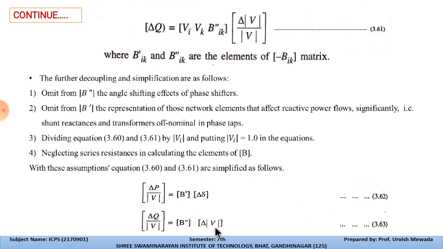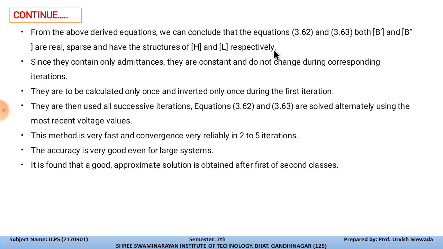So mod V is cancelled out over here also. So this is the equation that is based on the assumptions that we made for the FDLF method solution. And from the above equation we can conclude that equations 3.62 and 3.63, both B dash and B double dash, are real and sparse, and have the structure of H and L respectively.